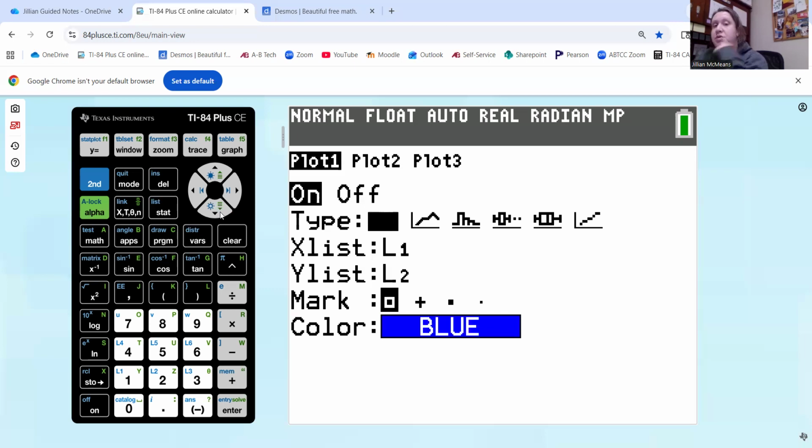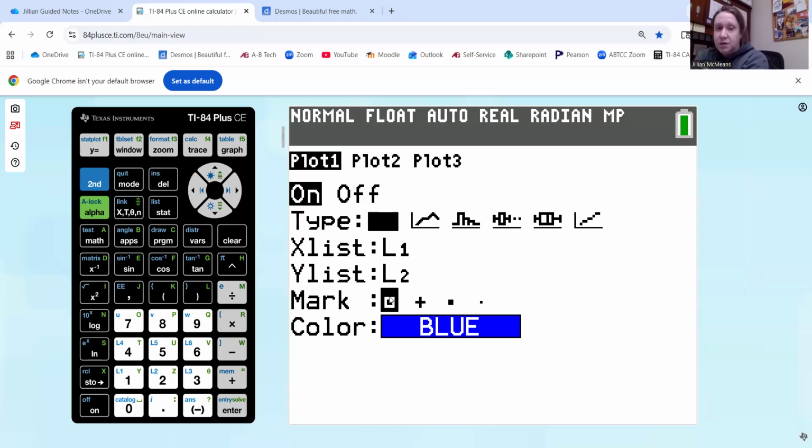And then you can choose the type of graph you're going to get. We want this first one where it just plots points, okay? And then notice your X and Y list. Your X and Y list are L1 and L2. What that's going to do is take the X values into L1 and the Y values into L2. So for us, we need to make sure that when we type in our data points, we use L1 for X's, L2 for Y's, okay?